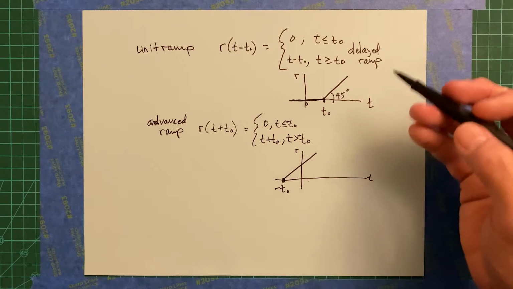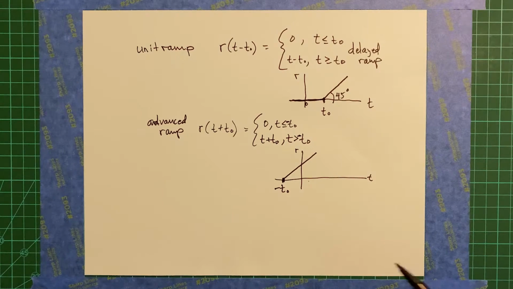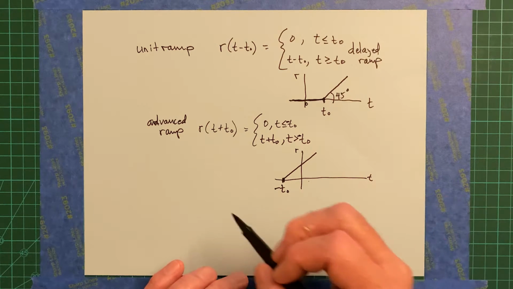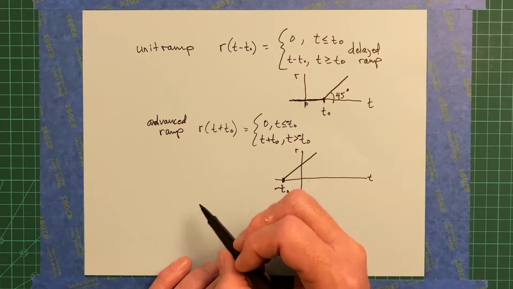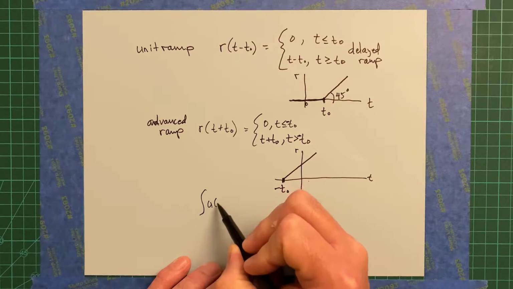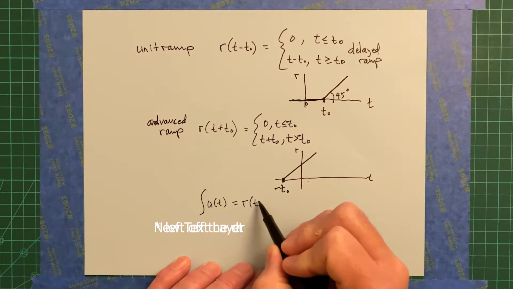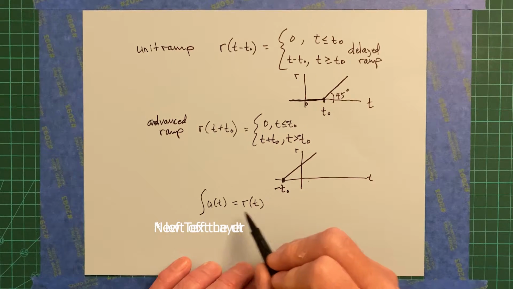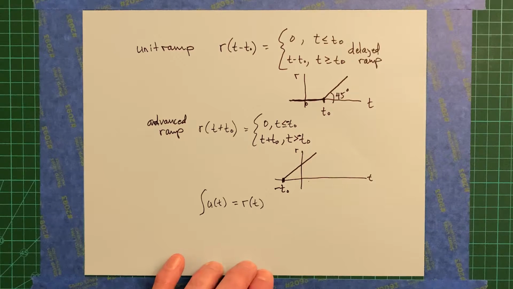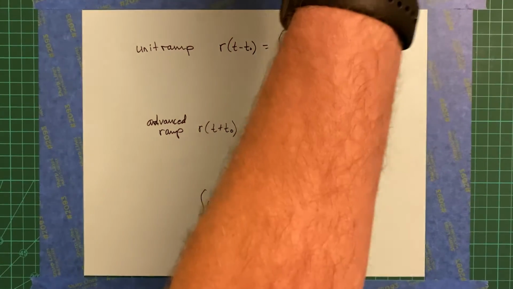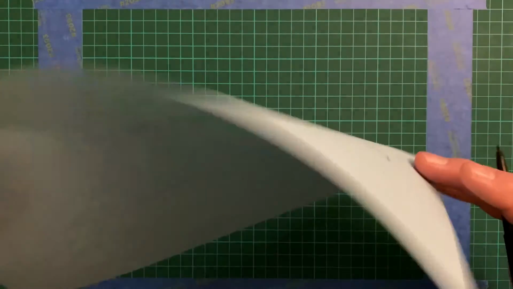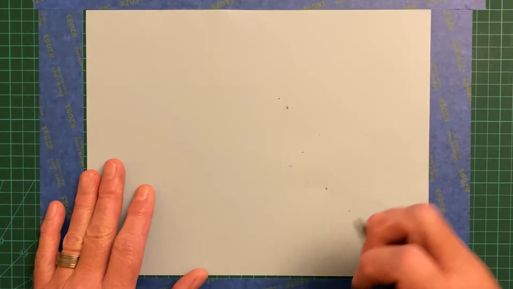We will mainly use this one when we're talking about derivatives and integrals as well, okay? Because the integral of u(t) is r(t). That's the relationship between the unit step function and the ramp function here. So we've got these relationships, and let's sort of summarize them at this point.